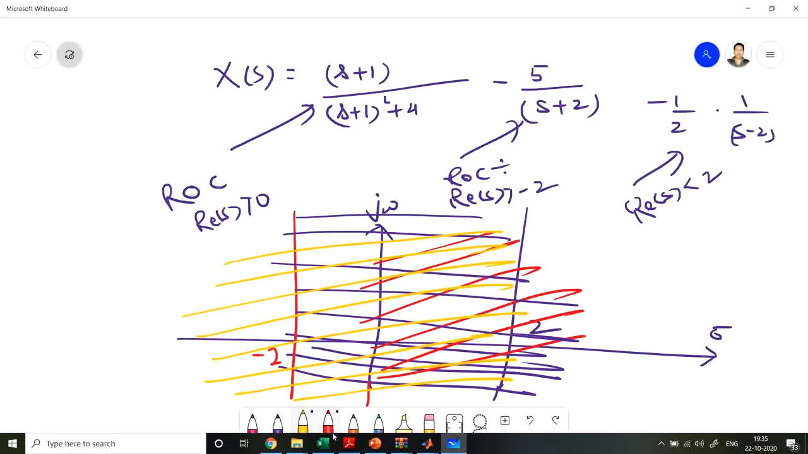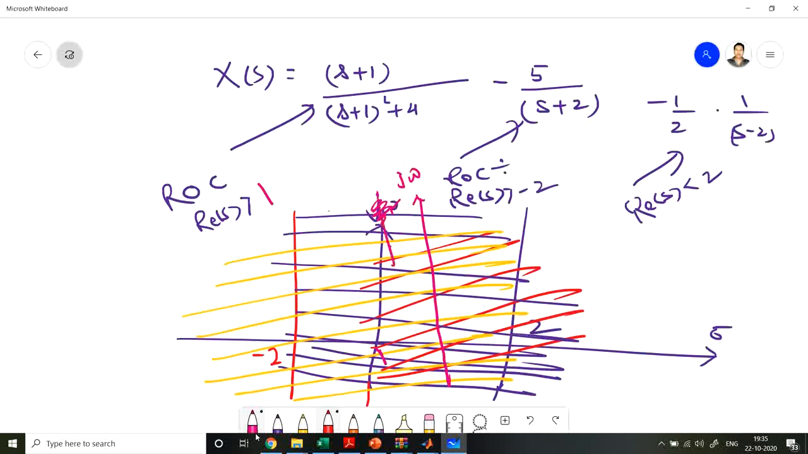So which one is common ROC? And sorry, I made a mistake here. Yes. So this ROC is real part of s greater than 1. So this is 1, there is 1 here. And the j omega axis is somewhere here. This is the j omega axis. This is 1 only. Okay.